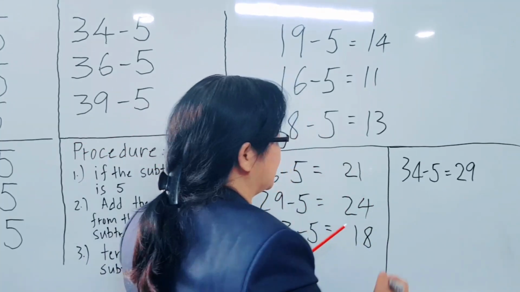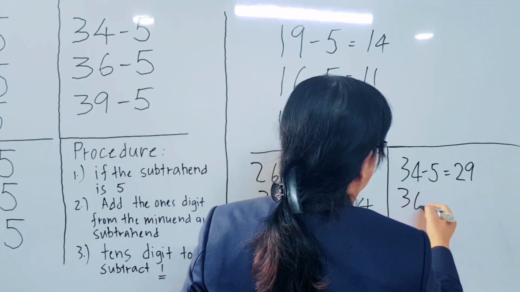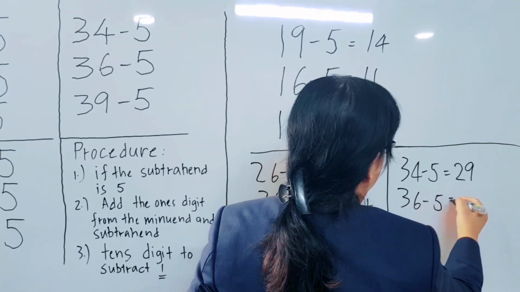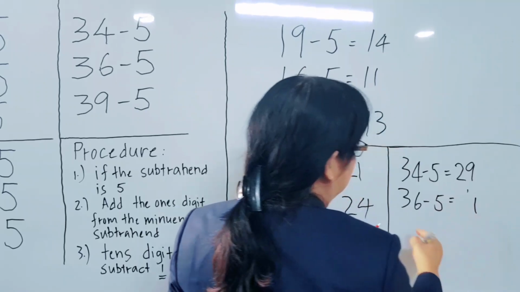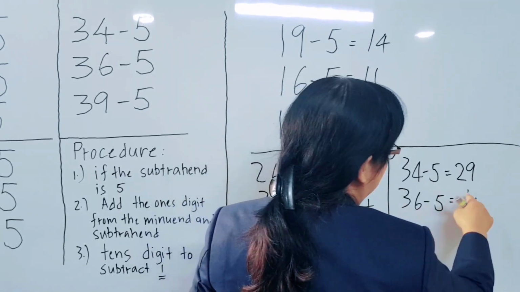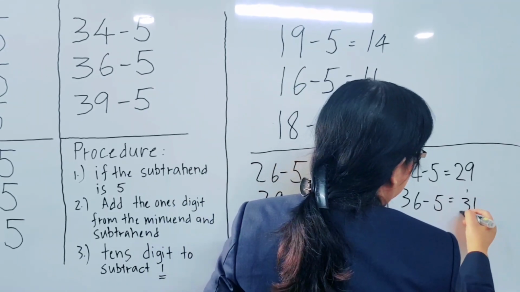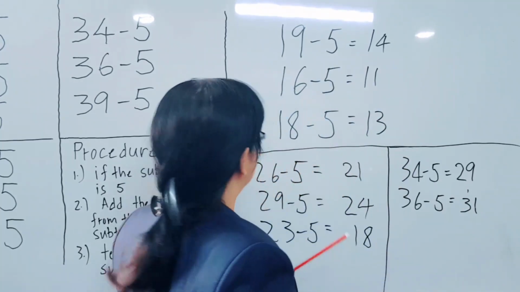Then, the second one is 36 minus 5. Now here, 6 plus 5 is equal to 11. So we carry the 1 here. 3 minus 1 is equal to 2. 2 plus 1 is equal to 3. So this is the answer.